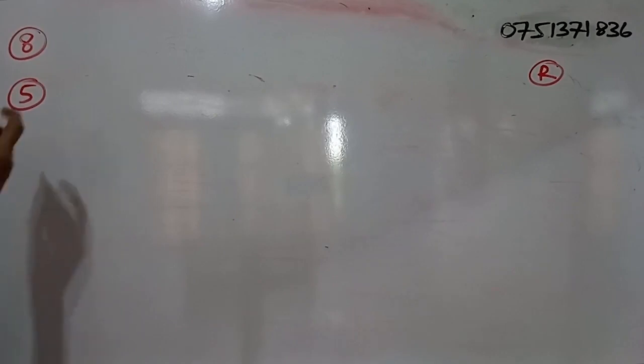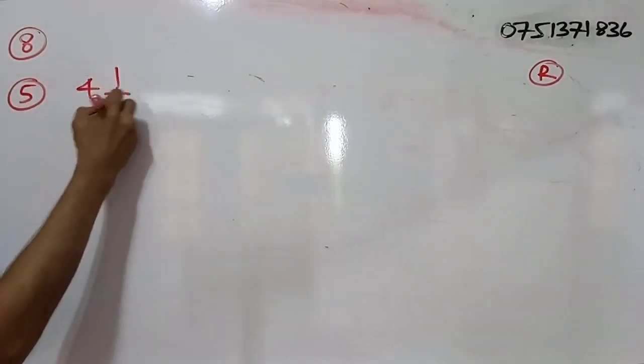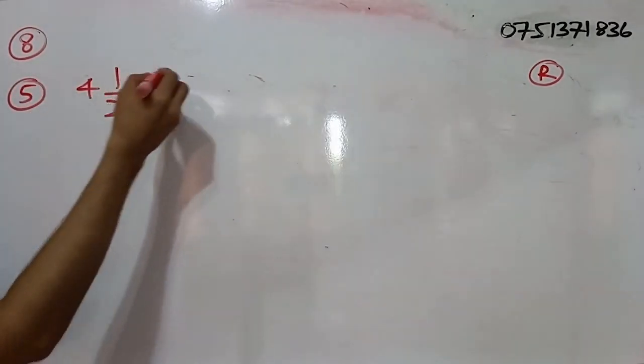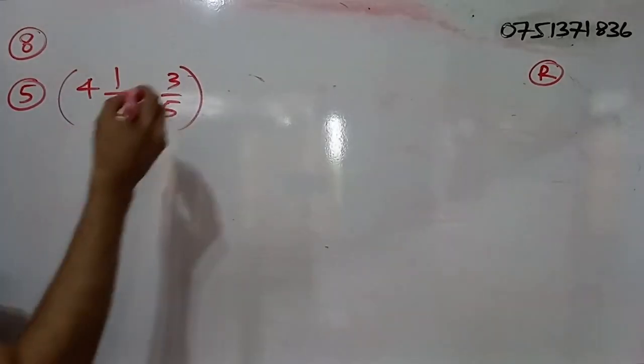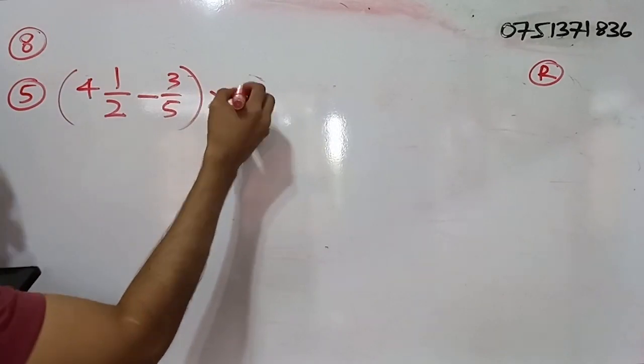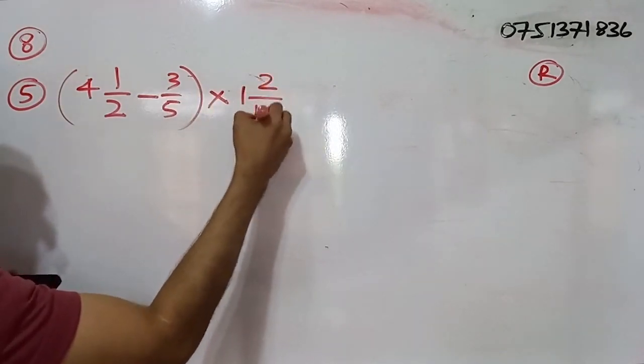Right, part 5. So we have what? 4 and a half. From that we have to subtract 3 by 5. Right? Then we have to multiply that by what? 1 and 2 by 13.